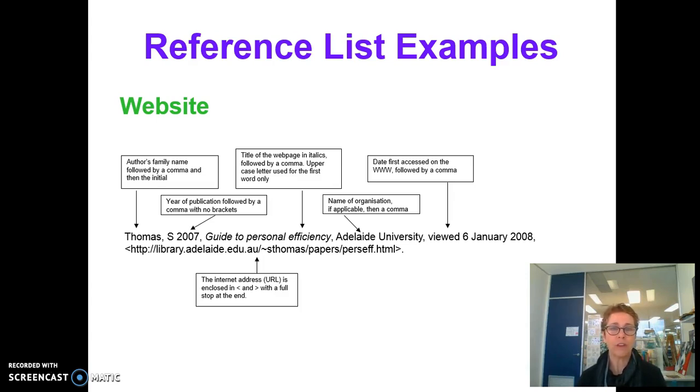We have the year of publication of that website, so go and find the year it was last updated. We've got the title of the web page in italics. If there is an organisation, in this case there was, Adelaide University, you could put that down. Otherwise, if there's no organisation, just leave it out. You have to put the date that you first viewed it. If you're not sure, you can just approximate a date that you first looked at that website. And then you have the actual URL, and you can see at the beginning and the end of that URL, you've got those two little symbols there which enclose the URL, and at the end of that you have a full stop.